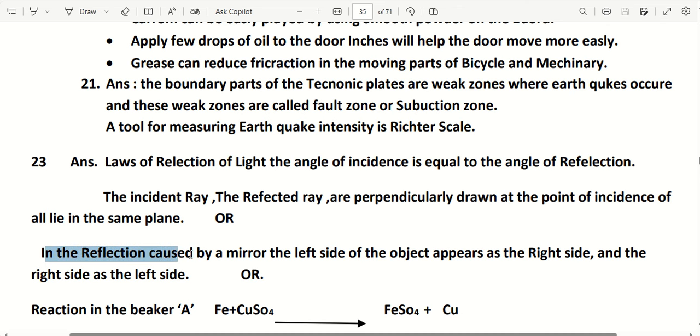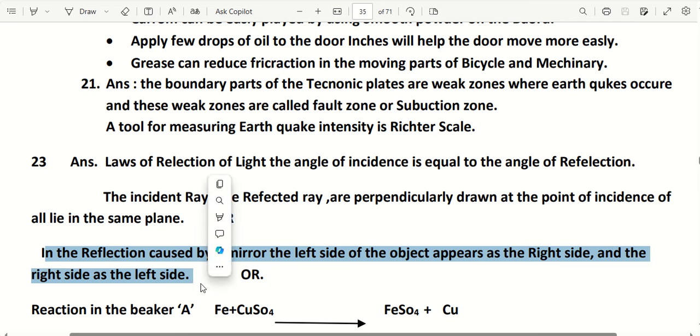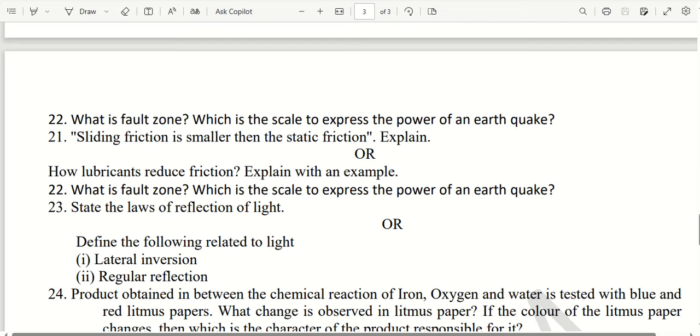And in the reflection caused by a mirror, the left side of the object appears as the right side and the right side appears as the left side. This is called lateral inversion. And also regular reflection: if the light rays are reflected in the same direction, that is called regular reflection.